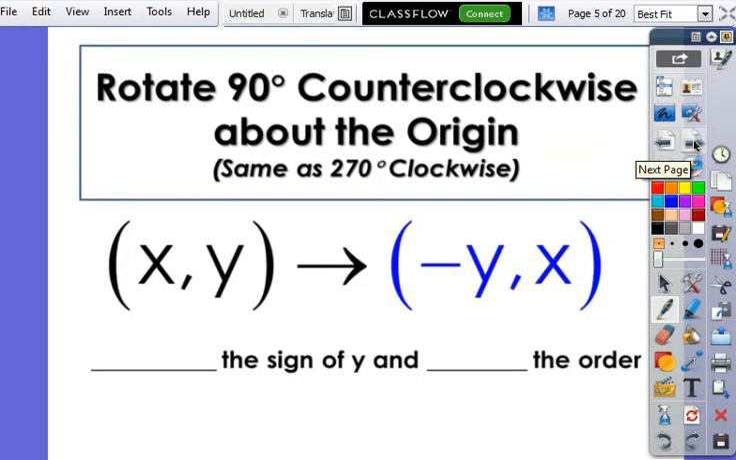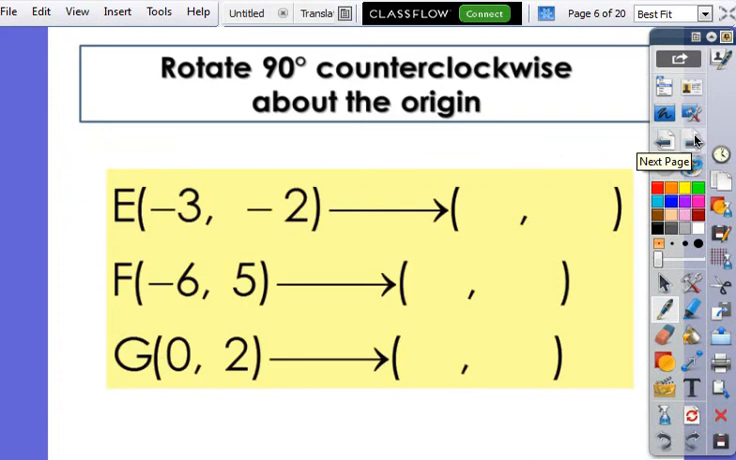90 counterclockwise. So which direction am I going counterclockwise? To the left. What do I do here? Change the sign of the Y, switch the order. So this would be negative... are we changing the X? No, we're changing the Y. Negative 2.